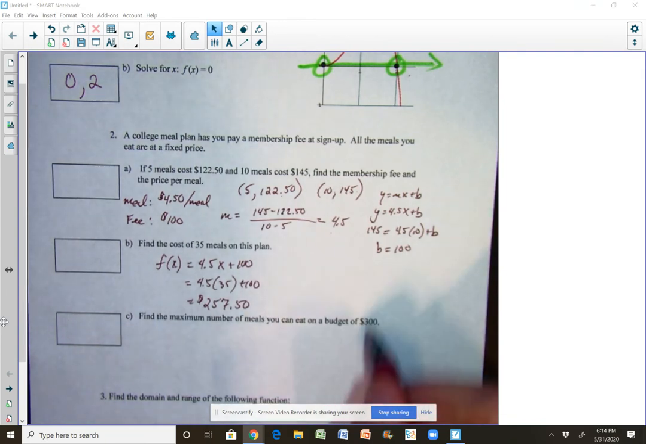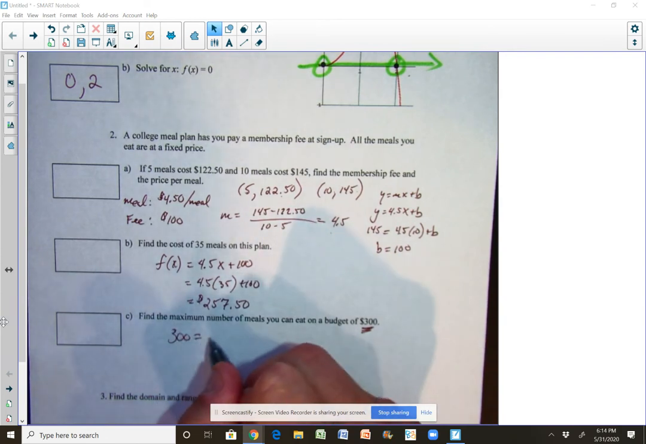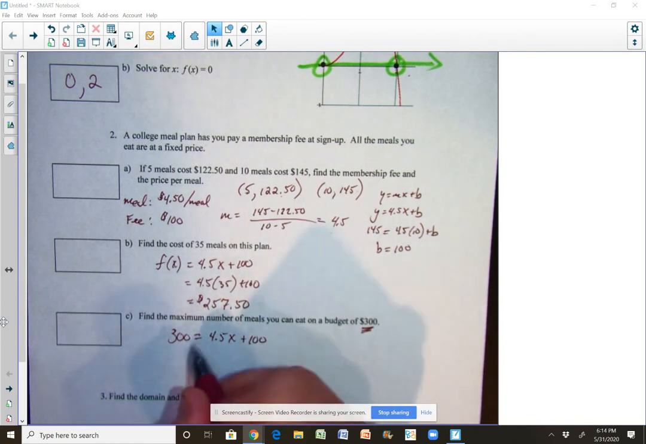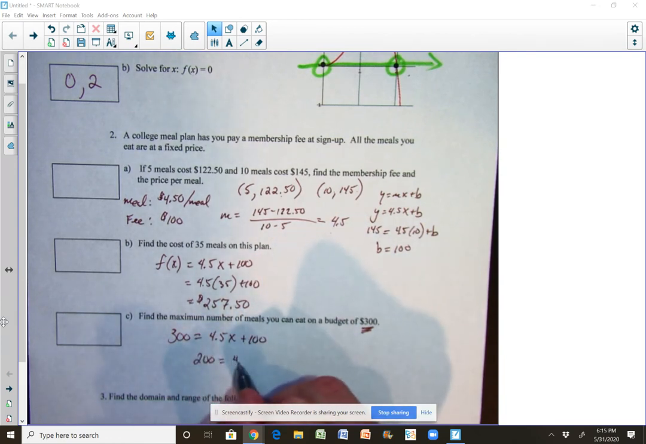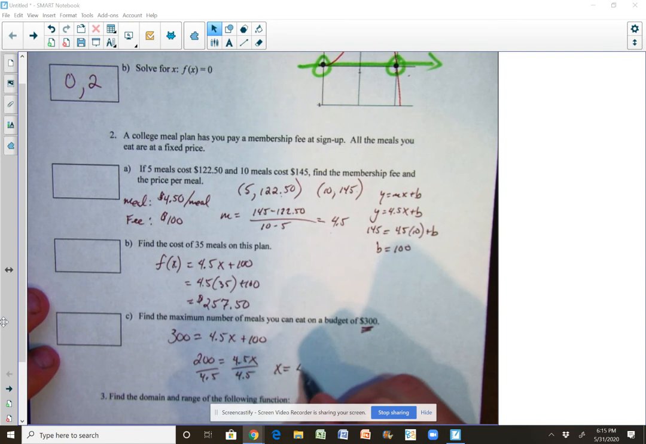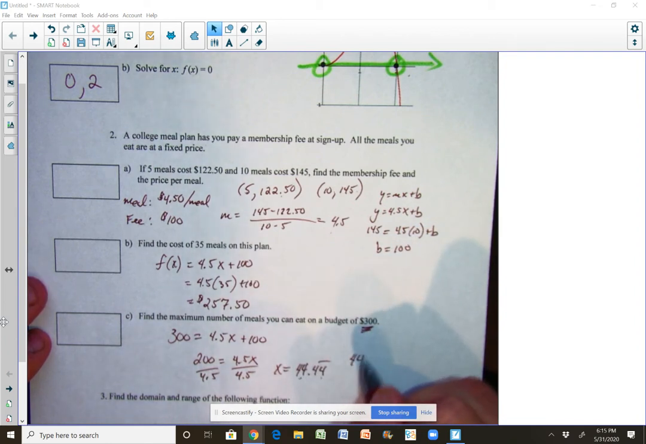On the flip side, this one is now a y value. How many meals would you be able to get if you had $300 set aside for your meal plan? So your y value is going to be 300, and we're going to find out what x that becomes. If we subtract the 100 over, we get 200 is equal to 4.5x. Then when we divide by 4.5, you'll get that value of x. That comes out to be 44.44 repeating. So you can get 44 meals. You can't get the 45th meal, so you would have 44 meals.